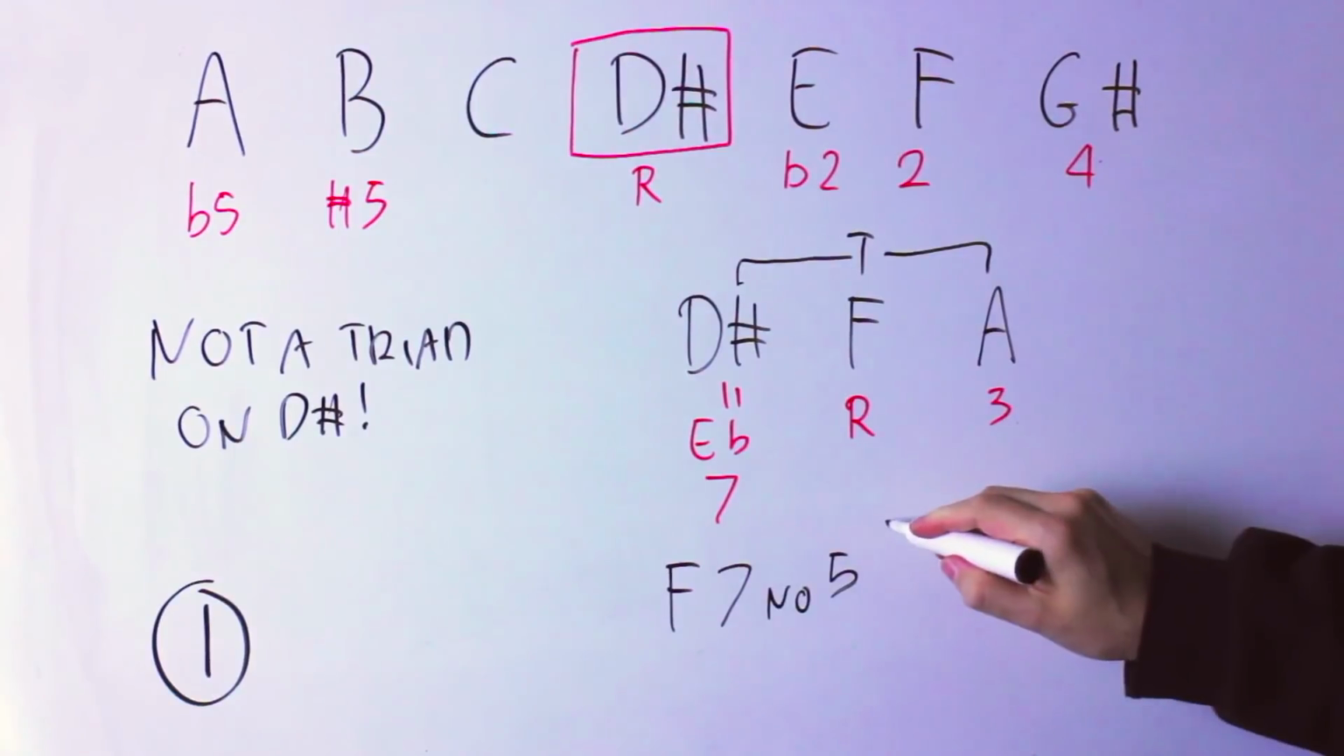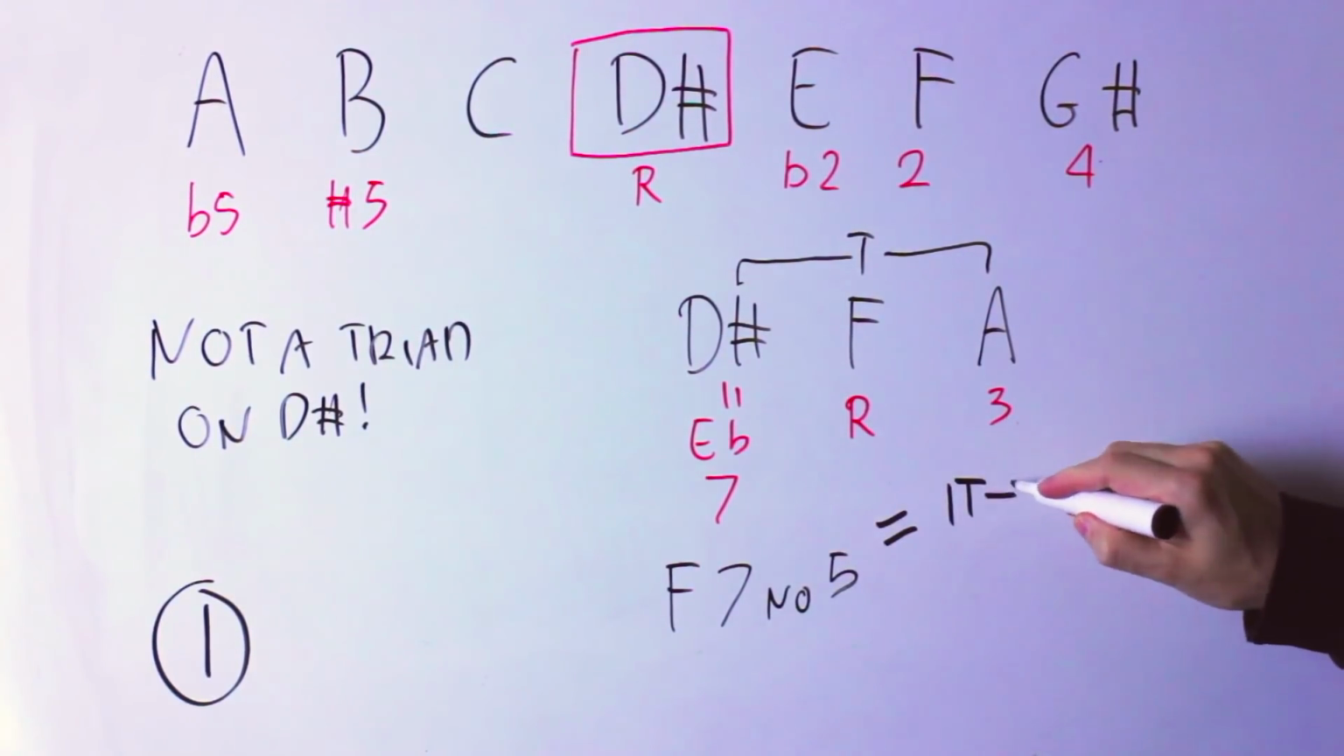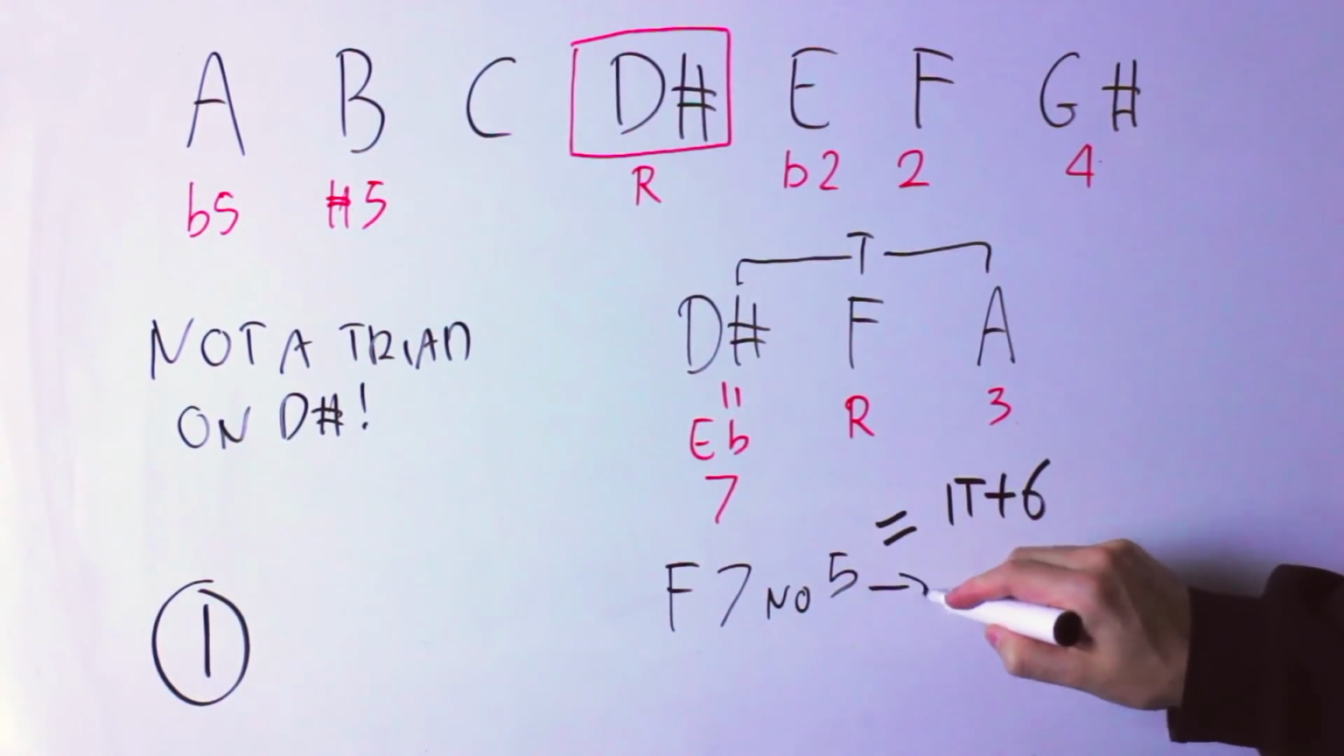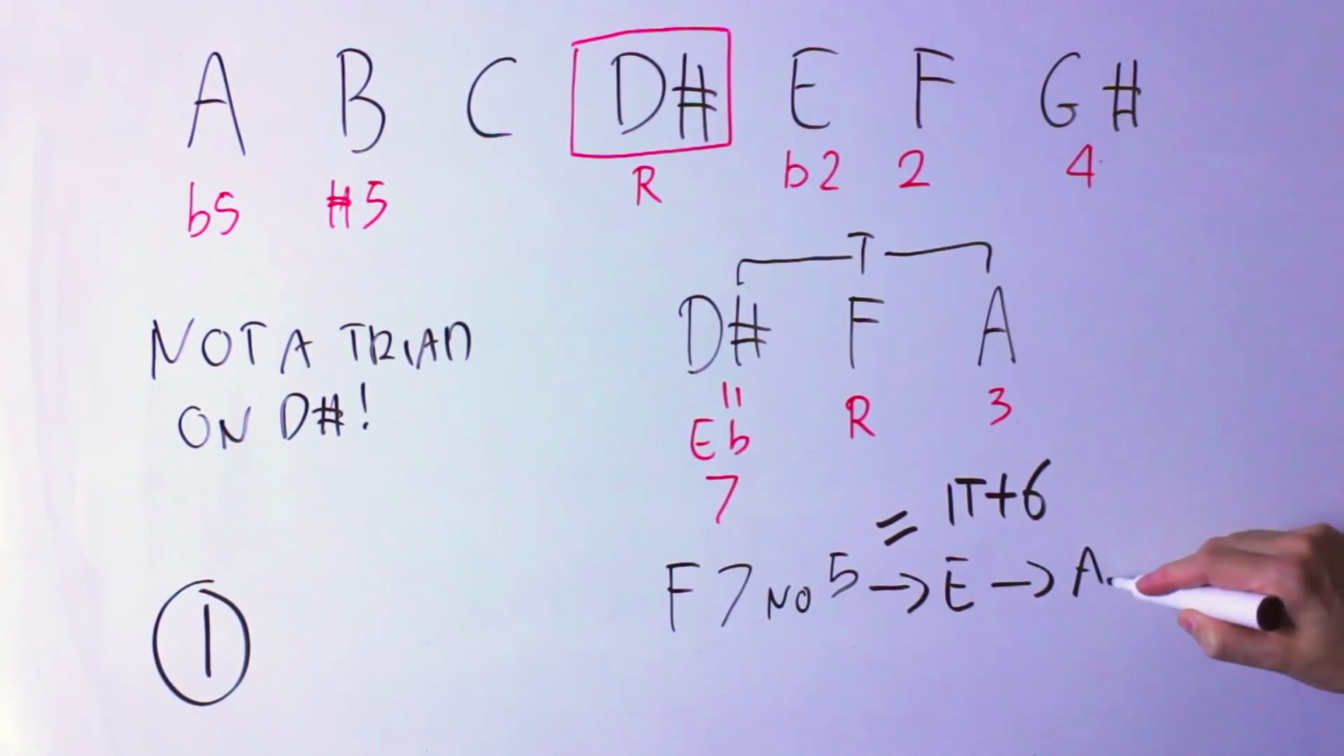In the context of the scale, this chord works like an Italian augmented sixth, and it resolves down to the E chord and ultimately into A minor.